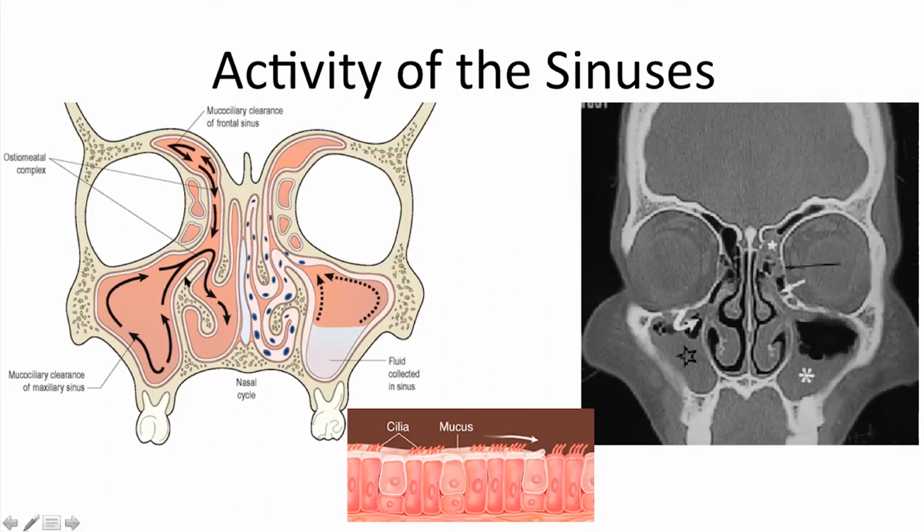Now, the interesting thing, you see these arrows in the diagram, this is actually the direction that these cilia move things out of the sinuses. And what you'll notice immediately is that they have to work against gravity.